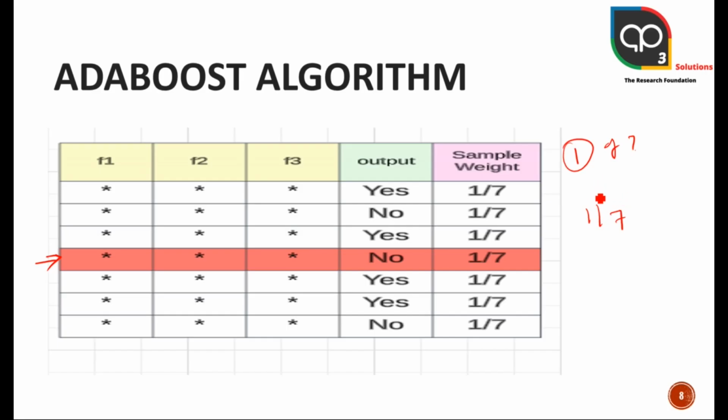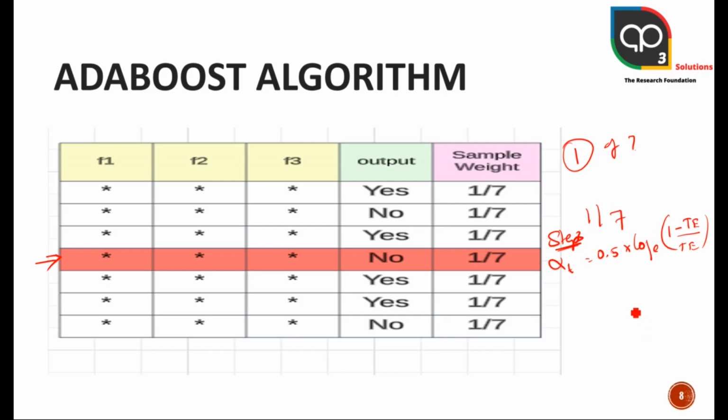Now we need to calculate the performance of the stump. In AdaBoost, we have to calculate alpha t. Here we are going for step 3, that is the performance of the stump, alpha t, which is equal to 0.5 or 1 by 2, into log e of (1 minus total error) divided by total error.